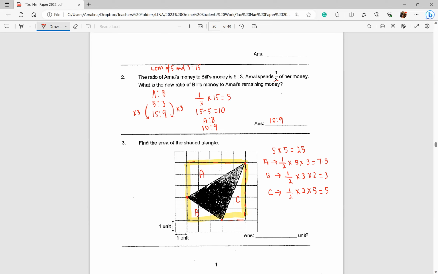So once I get my 3 triangles, I will subtract from my 25. So 25 minus of my 7.5 minus of 3 minus my 5. Okay, so if I do my math, I should get my answer 9.5 units square.